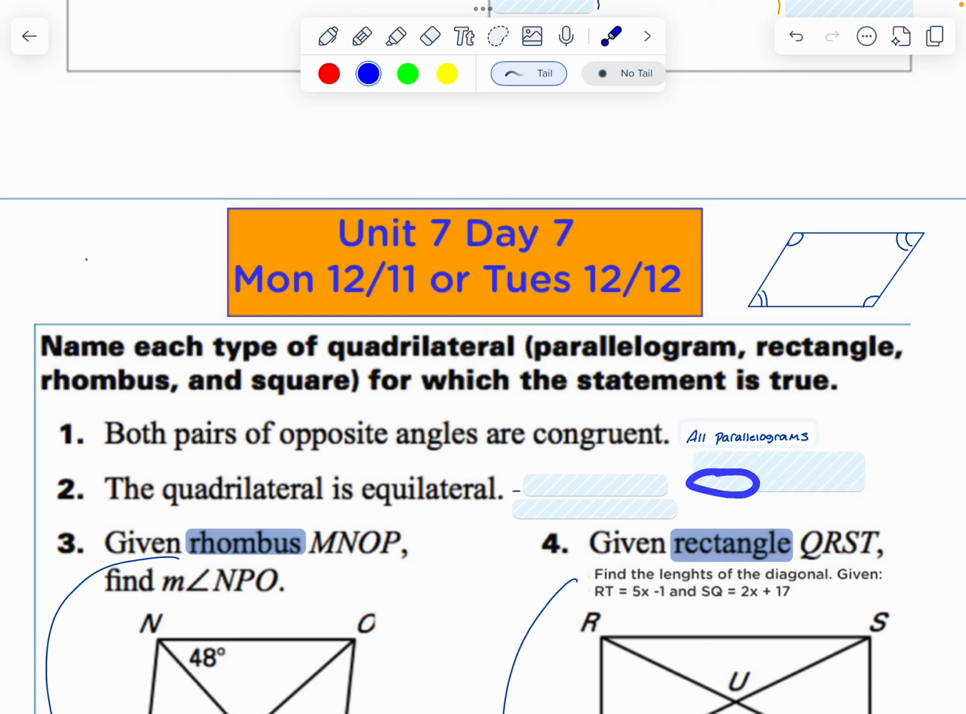That always has to be true anytime we're looking at a parallelogram. Is a rhombus a parallelogram? Yes. Is a rectangle a parallelogram? Yes. Is a square a parallelogram? Yes. So it has to be true for all 3.